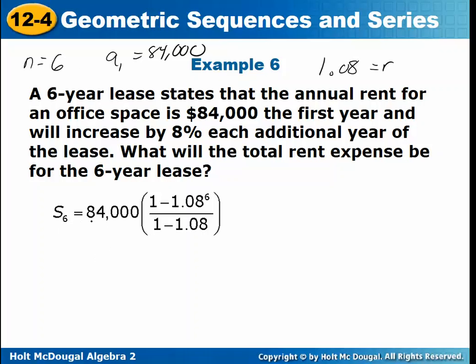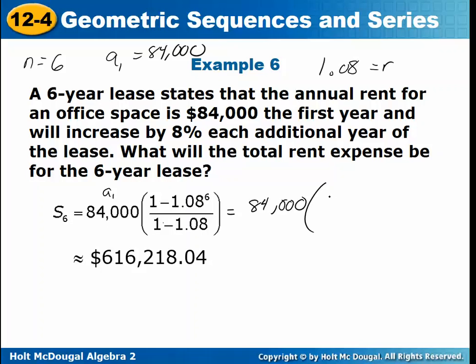So S sub 6 is equal to, this is A sub 1, which is not 1 like it was in the previous examples. And then we have to take 1 minus 1.08 to the 6th, because it's to the n, all over 1 minus R. And they magically did the math and got this giant number, 616,218. Let's go back and see how they got that giant number. So this time we can't just not pay attention to that. We're going to need that.